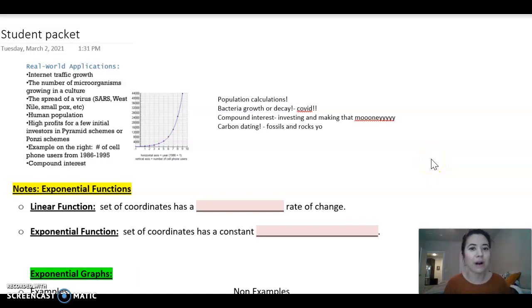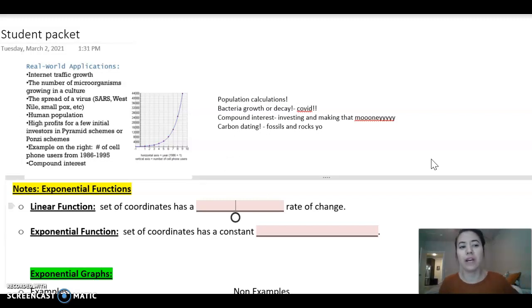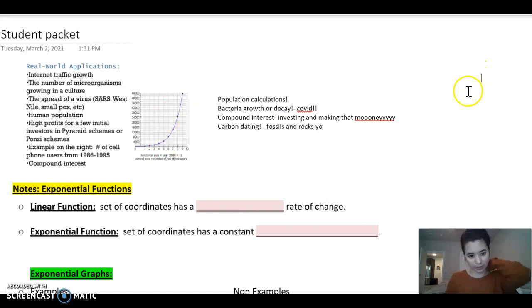Alright, hello, welcome to our first lesson of Unit 5 for Try 2. We're diving into exponential functions.